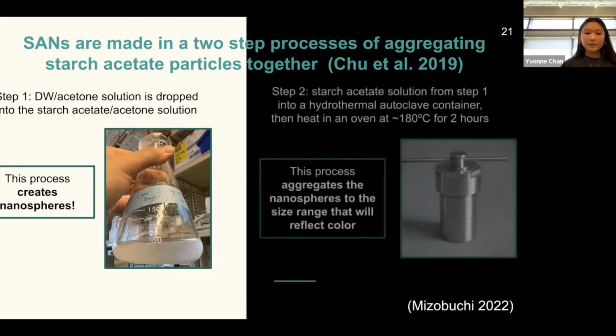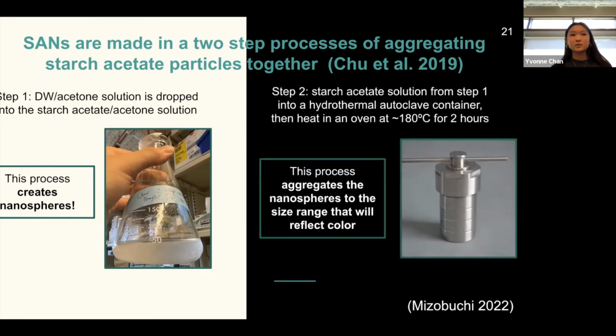And the second step is to aggregate these nanospheres into larger nanospheres inside a hydrothermal autoclave container so that they're in the size range to reflect light in the visible spectrum. The hydrothermal autoclave allows them to aggregate inside water at higher temperatures and pressures than usual, which quickens the process. The size of nanospheres can change based on the temperature and the time it is in the oven.